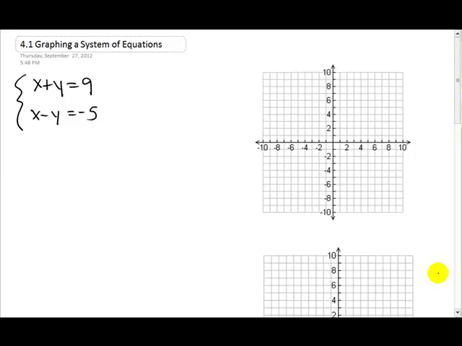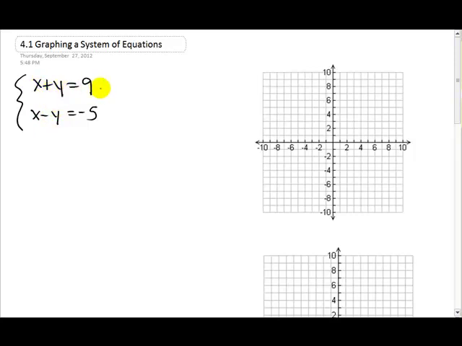4.1, graphing a system of equations. We're going to start having to look at how to solve equations with two variables. Before, we just did our 5 steps, the distributing, combining, moving, all of that. But this time we have 2 letters, and so we have to have 2 equations with 2 letters.